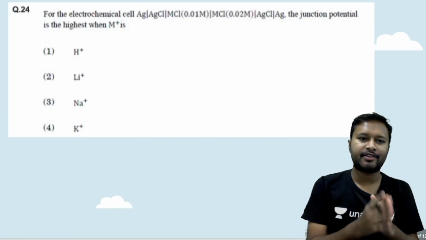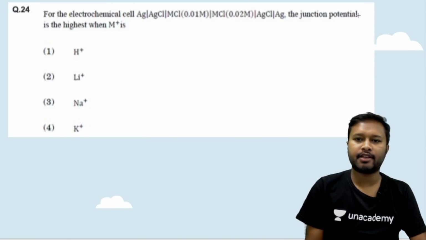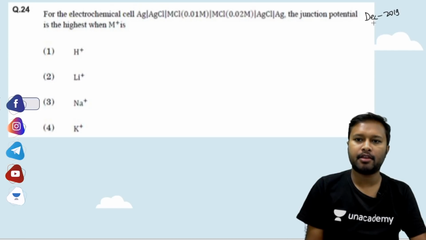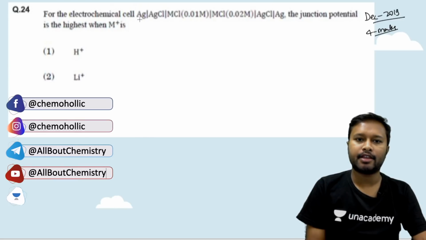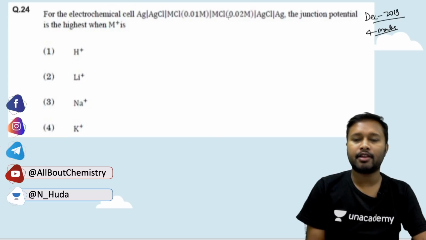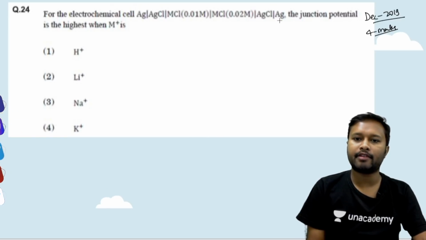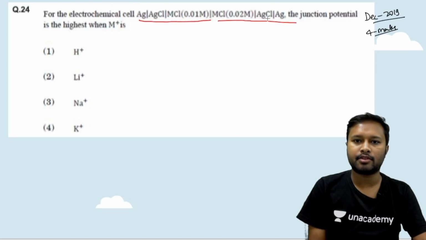Alright, so we are going to take this first question which was asked in the CSIR December 2019 exam, and this question was asked for 4 marks. The question says that for the electrochemical cell, the cell is given to you, it's a silver electrode cell, and you can see that it's Ag, silver, and the solution used is silver chloride. Then you have MCl which is 0.01 molar. Then again you have MCl which is 0.02 molar, and you are having the same electrode. So in this type of cell, you can see that the same electrode is being used. Okay, you can see the chlorine is on both the sides, so the same electrode is being used.